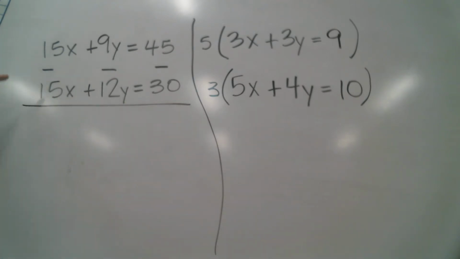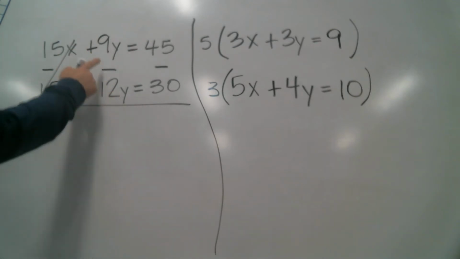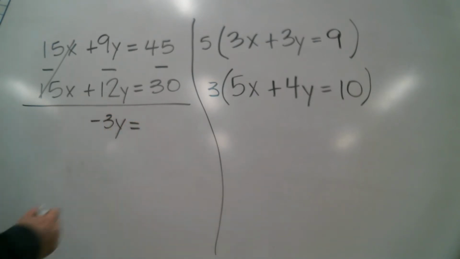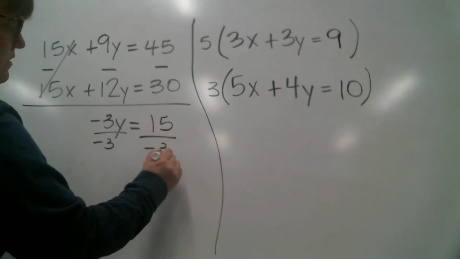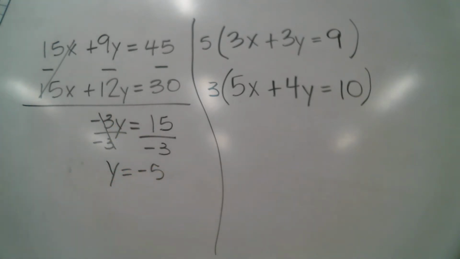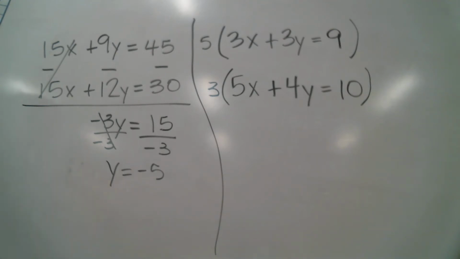So 15x minus 15x cancels out, which is what I wanted. 9y, minus 12y is negative 3y. And then 45 minus 30 is just 15. So when I divide by negative 3, I get y equals negative 5. Now, I'm going to go back to one of the original equations. It does not matter what you choose, but I've got to go back and put a negative 5 in for y to figure out what x is.